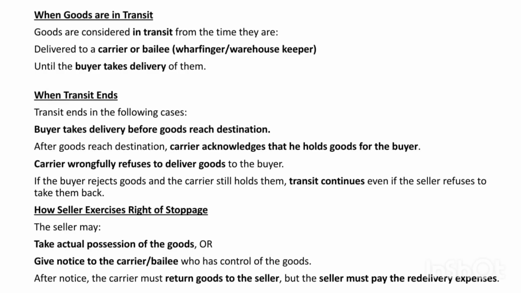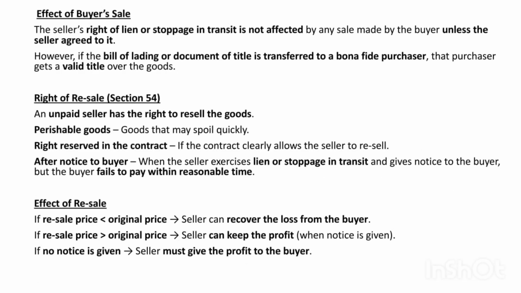Okay, now we'll move on to the next topic, that is the effect of the buyer's sale. The seller's right of lien or stoppage in transit is not affected by any sale made by the buyer unless the seller agreed to it. However, if the bill of lading or document of title is transferred to a bona fide purchaser, that purchaser gets a valid title over the goods. Bona fide means an honest buyer who paid value and had no notice of the unpaid seller.